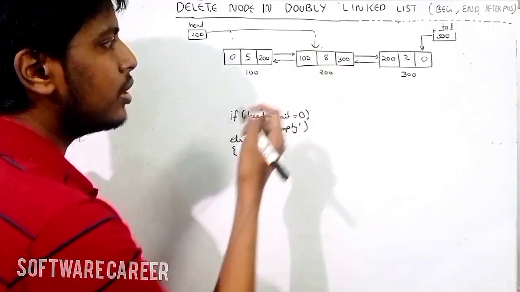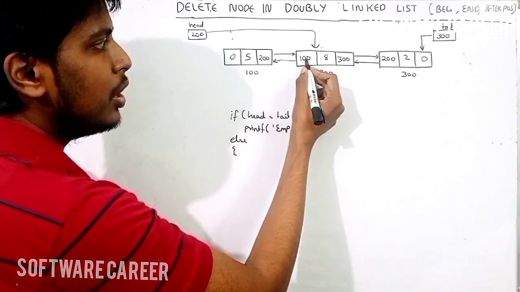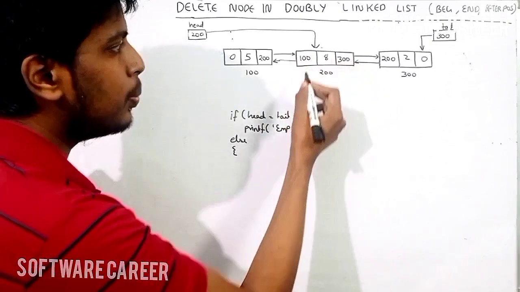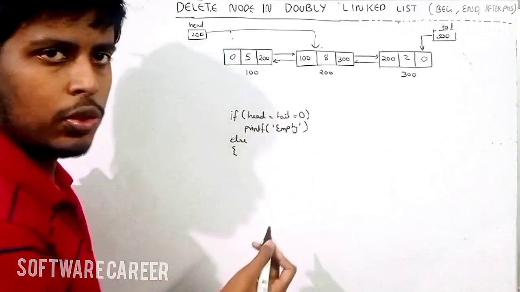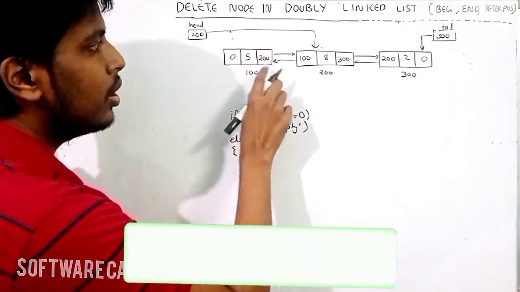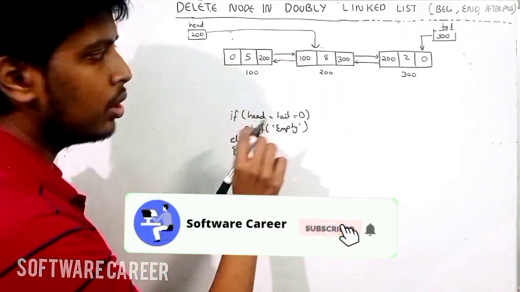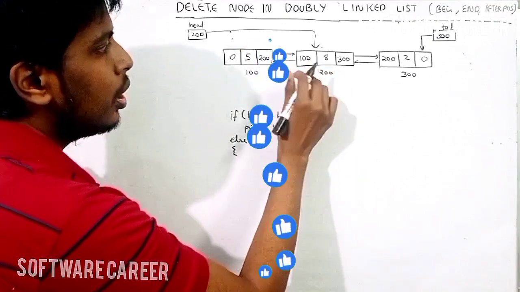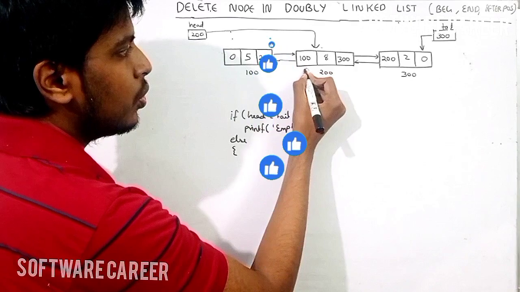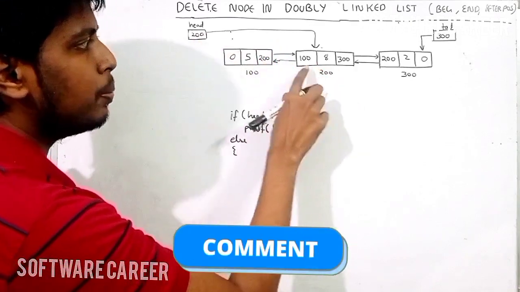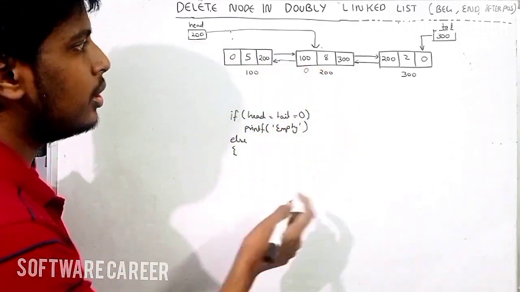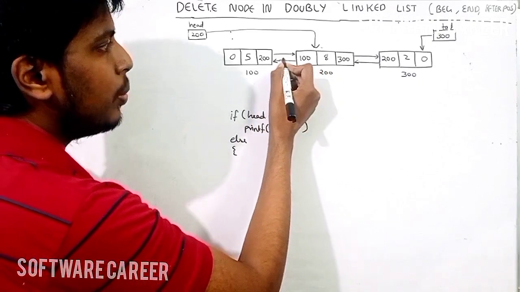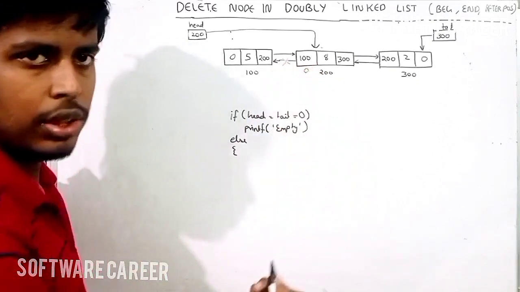Now the next step is, this is the previous pointer of this node. In this previous pointer I should store 0, because if I delete the first node, there is no node before this node. So this will be 0. I should update this value to 0. How can I update it? head->prev equals 0. Then this link will be deleted. This link will be removed.